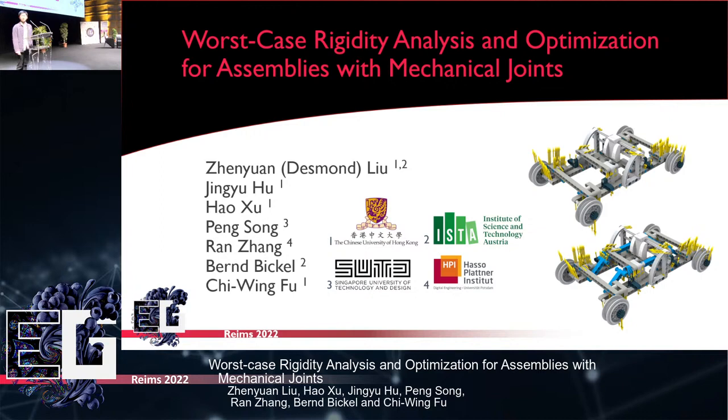My name is Desmond Liu Zhenyuan. Today, I'm going to be presenting our work on worst-case rigidity analysis and optimization for assemblies with mechanical joints. And this work is done in collaboration with Hu Jingyu, Xu Hao, and Fu Jiwing from the Chinese University of Hong Kong, and Song Peng from Singapore University of Technology and Design, and Zhang Ran from Hasso-Plattner Institute, and Bian Bickel, who's my current advisor at ISTA.